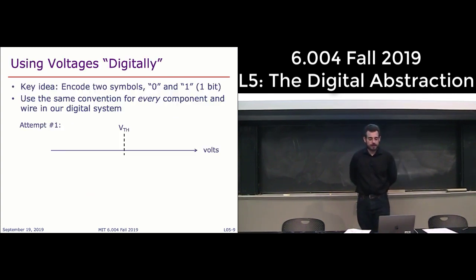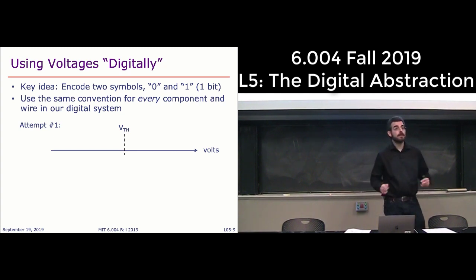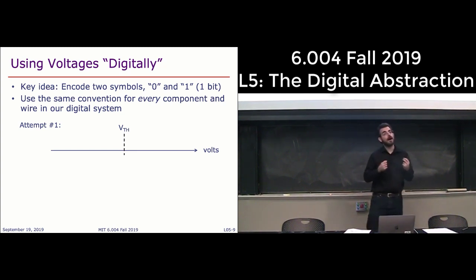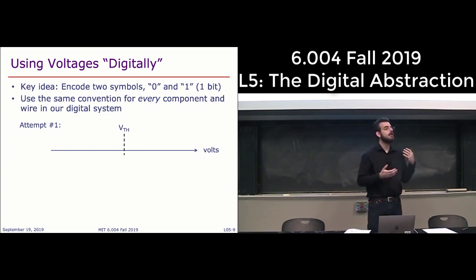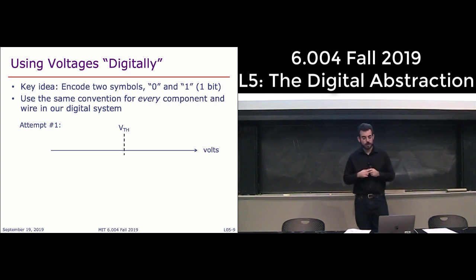All right, so our strategy here is essentially to encode voltages digitally. We're going to choose a binary representation, so we're going to encode 2 symbols along our range of possible voltages. Let's say this goes from 0 volts to 5 volts or to whatever voltage your circuit has. And we're going to use the same convention for every component and wire in our digital system, right? So we're going to set a standard about signal levels so that different devices can talk to each other.